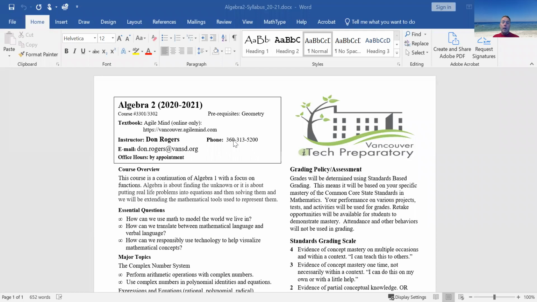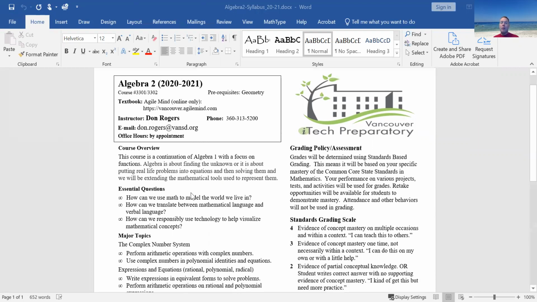Here's our syllabus. At the top, it has contact information. Here's the phone number for the school, but once again, the best way of getting in touch with me is email. I will respond usually that school day, if not then the next school day. Almost guaranteed. I can't remember a time where I haven't gotten back to people the next school day, but that is my goal. Like I said, I try to get them that day. That's important to me.